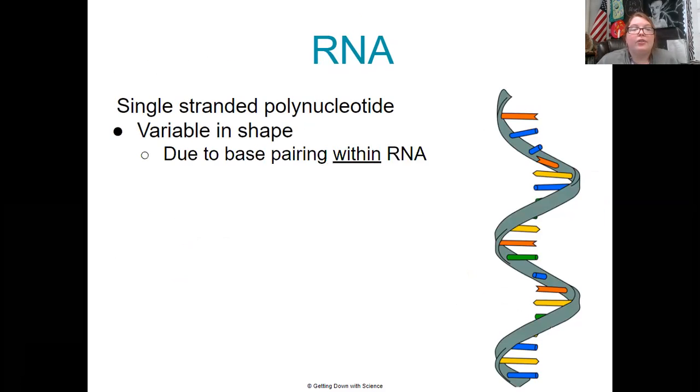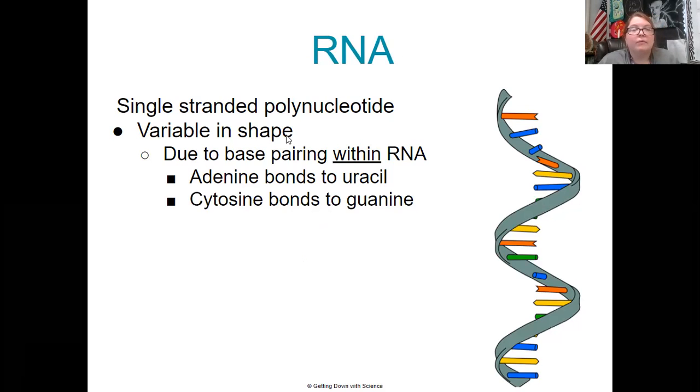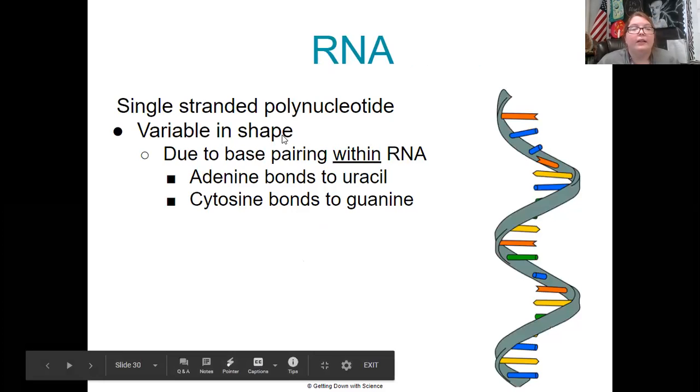Okay, RNA is single-stranded. It varies in shape. There's base pairing within RNA too, because the RNA has to be able to attach to the DNA when it's made, and also different types of RNA have to bond together, like tRNA and mRNA. Again, I'm kind of getting ahead of myself. That's going to be more like unit 3 or 4, so we're not worried about that right this second.